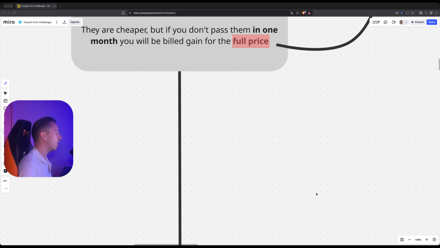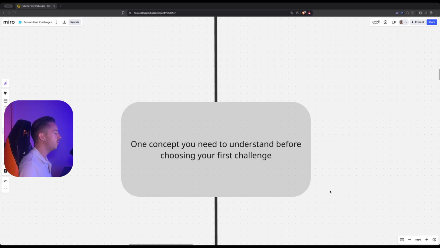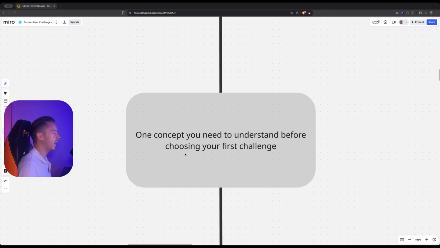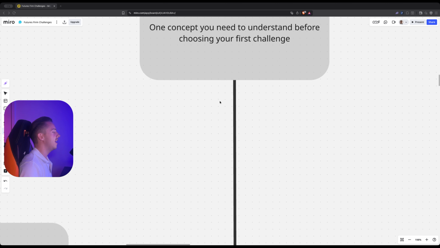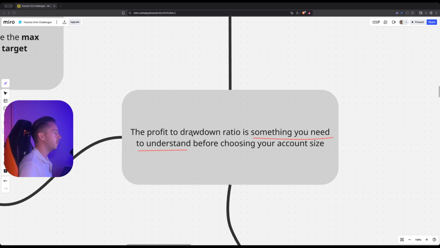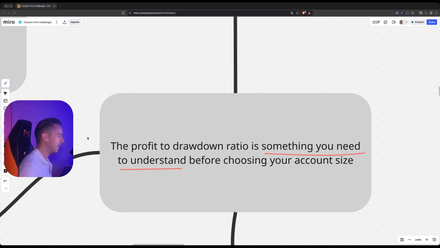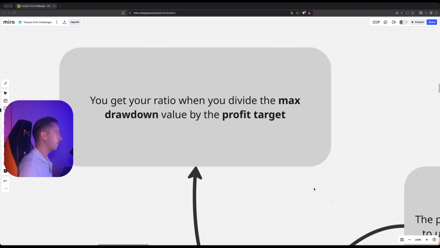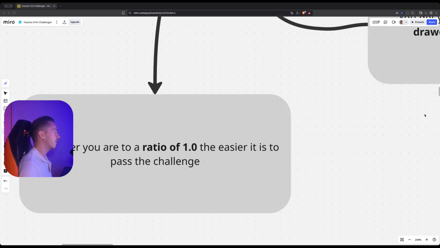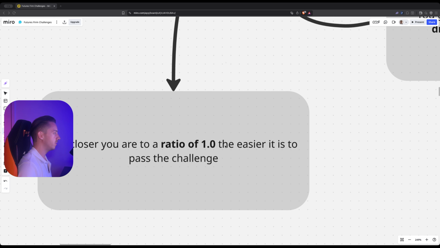Now, there's one concept that you need to understand before you go ahead and choose your first challenge. And that concept is the profit to drawdown ratio. This is something you need to understand and something that you basically need to master. Now, don't worry, this is very easy. To get your profit to drawdown ratio, you just divide the max drawdown by the profit target, and the closer you are to a ratio of 1.0, the easier it is to pass the challenge.